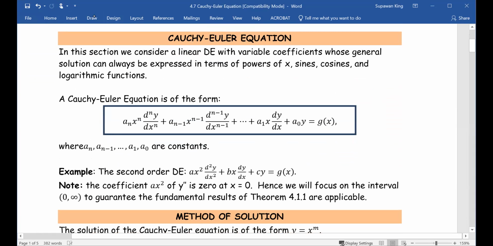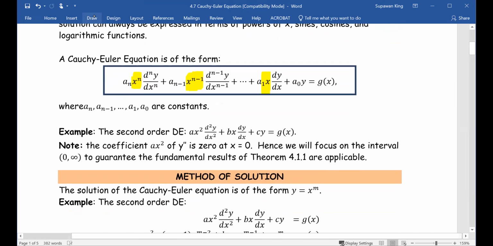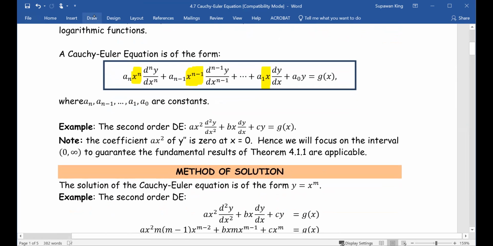You have a coefficient multiplied by x to the n for the order n, a coefficient multiplied by x to the n minus 1 for the order n minus 1, and so on, down to x multiplied by the first order. So that's the difference between the Cauchy Euler equation and the constant coefficient equation, the one that we just saw in 4.6.